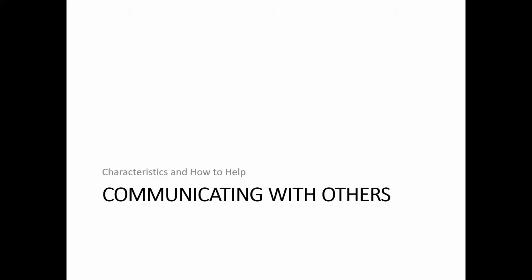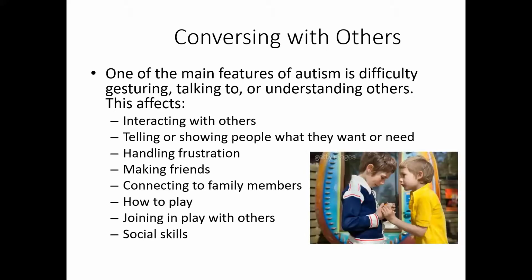So next we're going to look at how to help somebody with communicating with others. So social communication and communication in general can be challenging for a lot of people on the autism spectrum. So conversing with others. One of the main features of autism is difficulty gesturing, talking to, or understanding others. And this can affect interacting with others, telling or showing people what they want or need. It can affect handling frustration, making friends, connecting to family members or friends, play skills, and social skills as well.